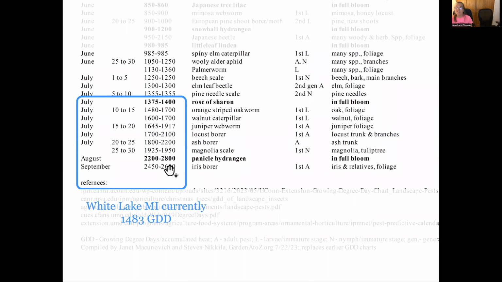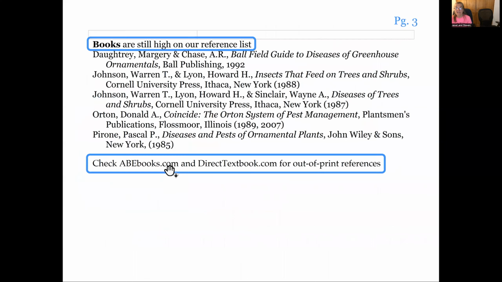Now is the time to start rinsing off the branches with a hard stream of water or using some kind of insecticide, because that's when those magnolia scales, first nymphs, are vulnerable to being controlled that way. So you can use growing degree days.